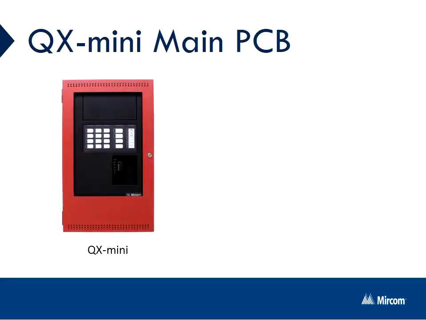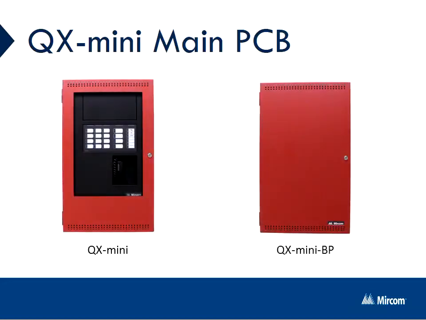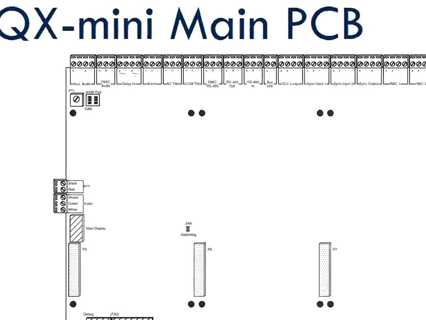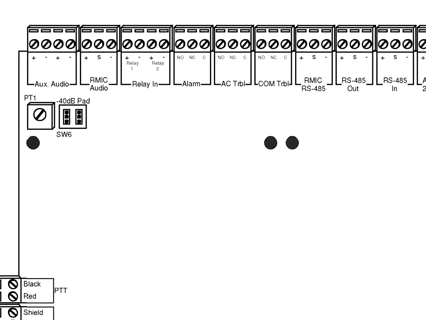Let us start with the QX Mini Master and the QX Mini Booster panel, as their main circuit boards are the same. On the upper left-hand corner of the board, you will notice a terminal block with the label aux audio. At this point in time, this connector does not have any use and will be used for a future enhancement of the system. To the right, you will see RMic audio, which will be the audio input from the QX Mini remote microphone or the QX Mini local operating console.